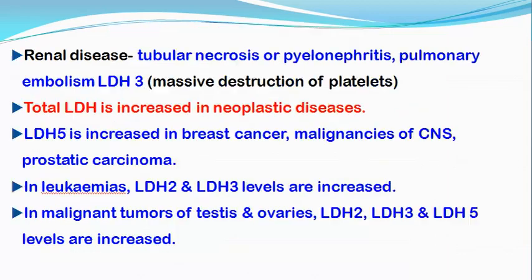more LDH5 level. In case of renal disease, tubular necrosis, or in pulmonary embolism, LDH3 is found, and it is due to massive destruction of the platelets. Total LDH is increased in neoplastic diseases. LDH5 is increased in breast cancer, malignancies of the CNS, and prostatic carcinoma. In leukemias, LDH2 and LDH3 levels are increased. In malignant tumors of testes and ovaries, LDH2, LDH3, and LDH5 levels are increased.